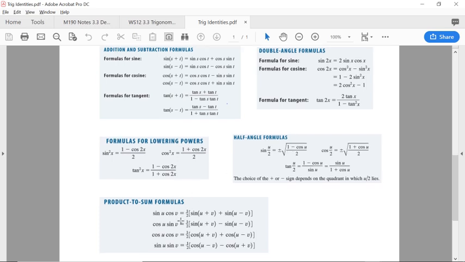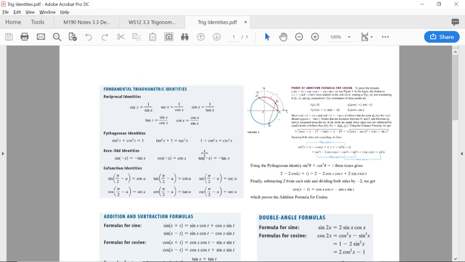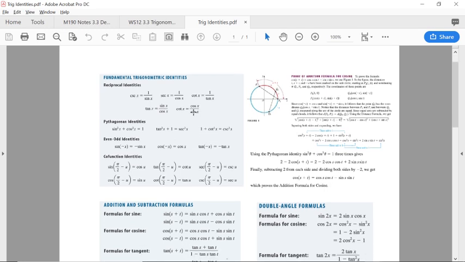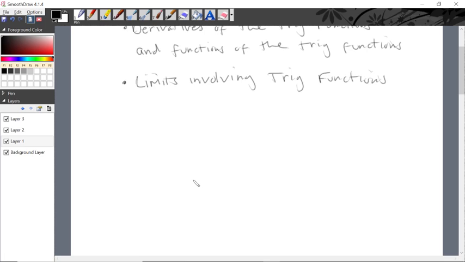And the product to sum formulas are combinations that we can make out of these addition and subtraction formulas here. Okay, if you need any trigonometry review, I have plenty of content on that, or you can come discuss it with me in case you've forgotten anything important from your trigonometry course. And let me give you a quick introduction and definition of the trigonometric functions.